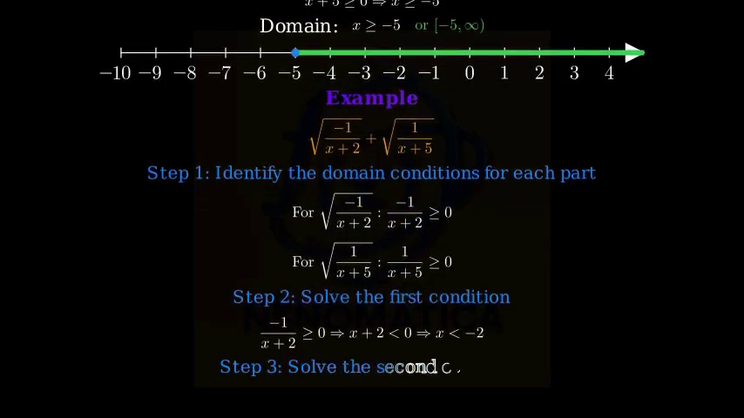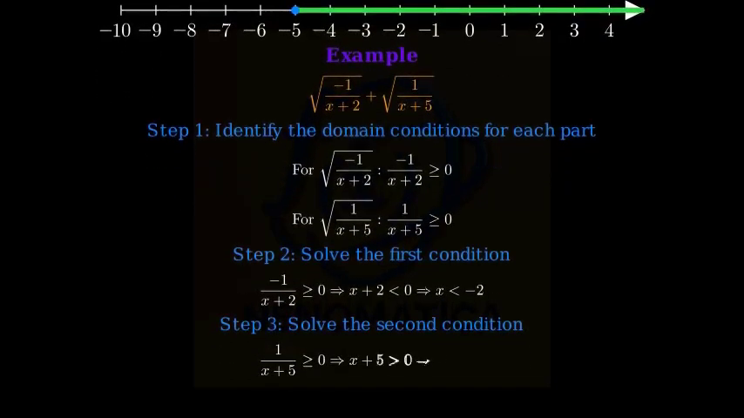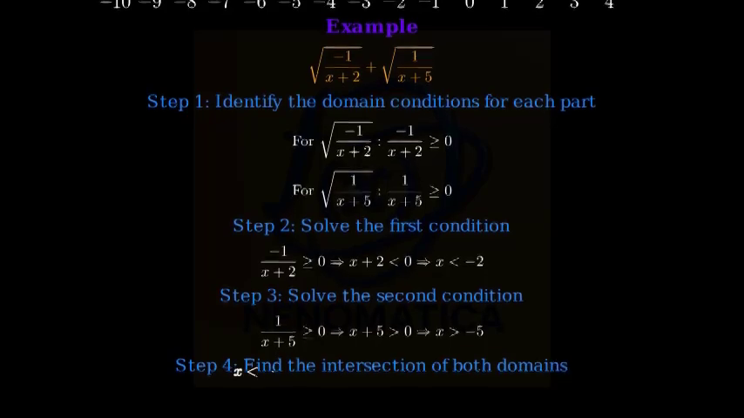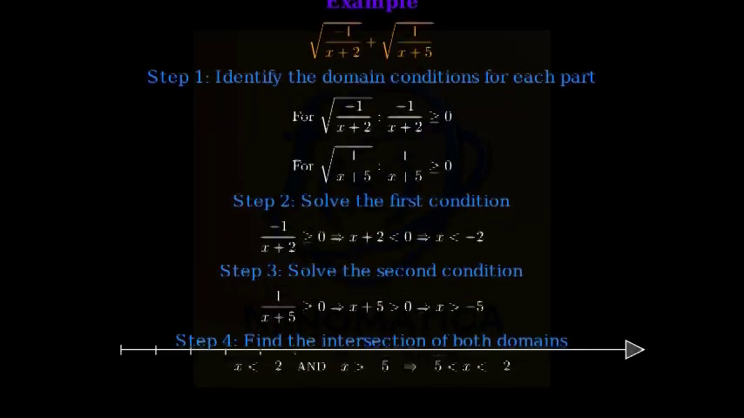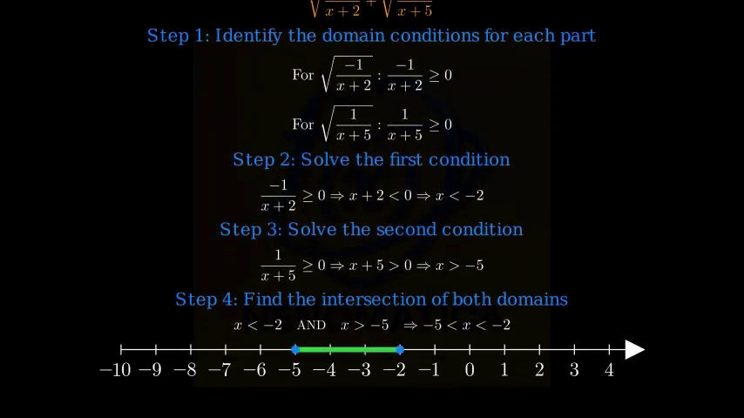Now, let's solve the second inequality. For 1 over x plus 5 to be non-negative, since the numerator is positive, the denominator must also be positive. So x plus 5 must be greater than 0. To find the domain of the entire expression, we need to find values of x that satisfy both conditions simultaneously.